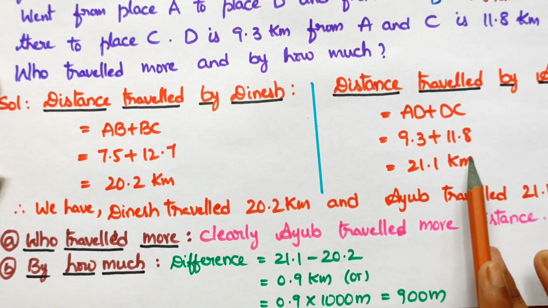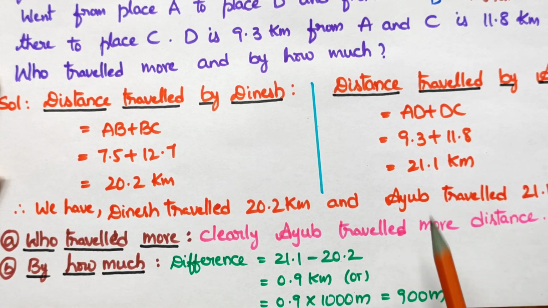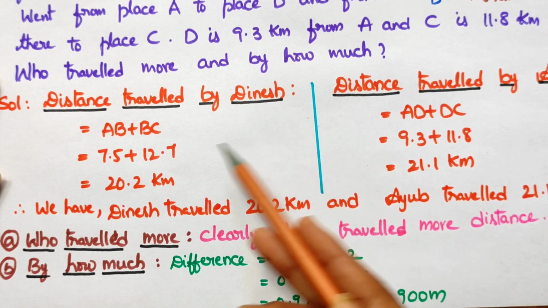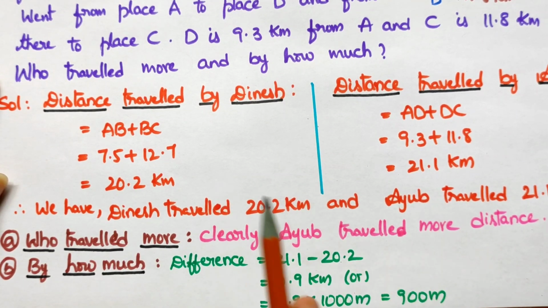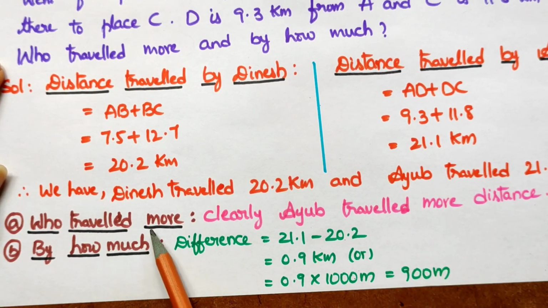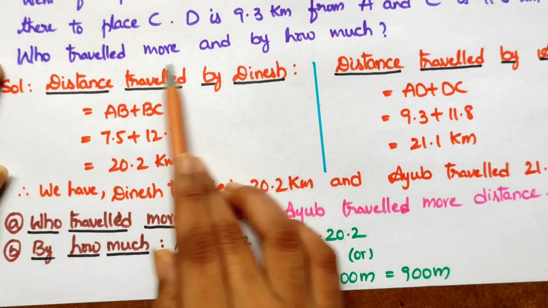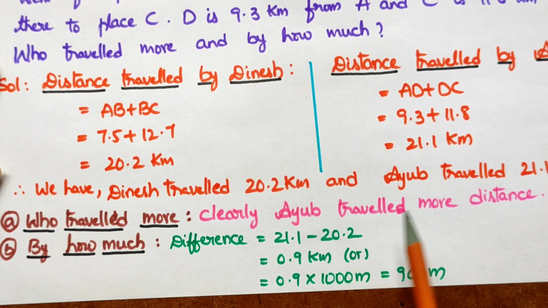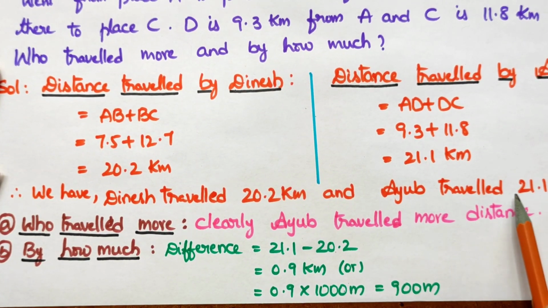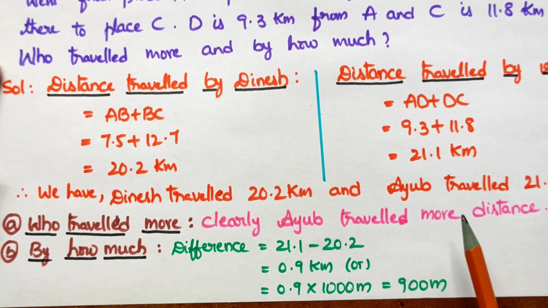Clearly Ayub travelled more than Dinesh. See, compare, this is 20 and this is 21. So who travelled more? This is the first question which is asked. Who travelled more? Clearly Ayub travelled more distance. Clear? Now the second part of this question, by how much?